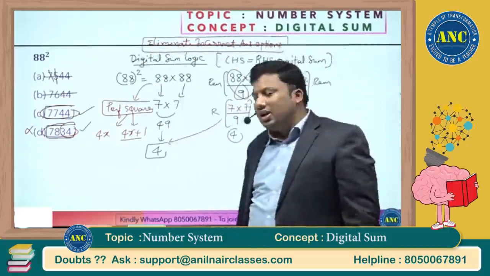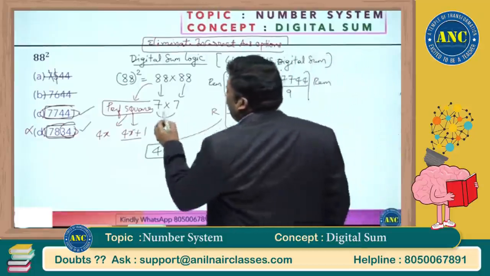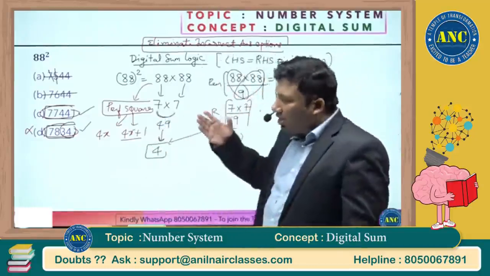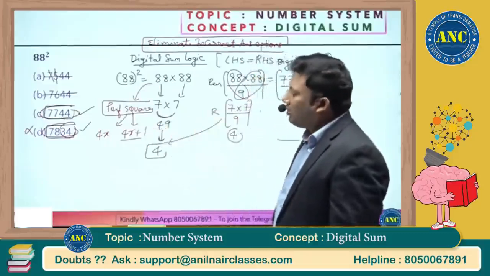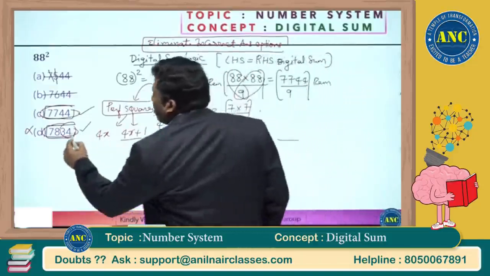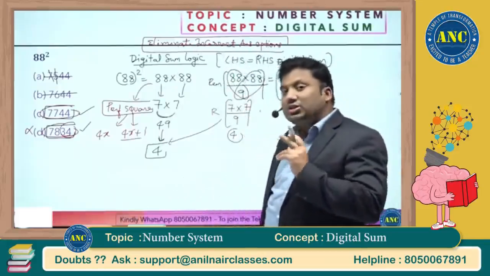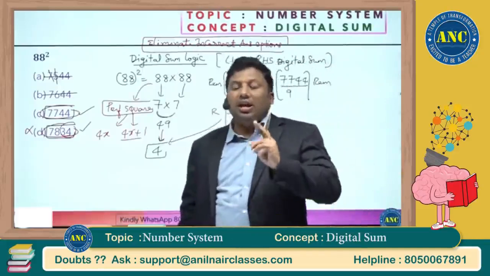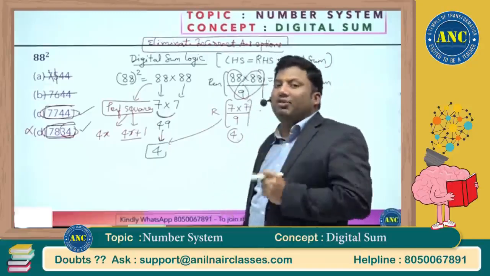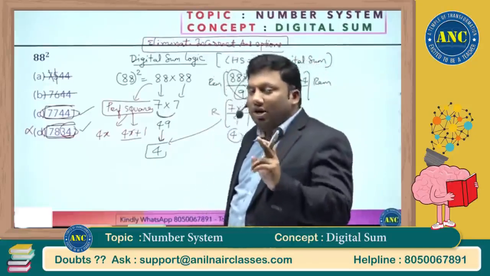88 square is 88 into 88. 88 digital sum is 7. 7 sevens are 49, 4 plus 9 is 13, 1 plus 3 is 4. First option digital sum is not 4, second option digital sum is not 4, third it is 4, fourth it is 4. Fourth one, last two digits are 34, 4 eights are 32 plus 2. Any number multiplied by itself is a perfect square, and a perfect square will always be of the form 4k or 4k plus 1. 34 is 4 into 8 plus 2, so that form will not come.